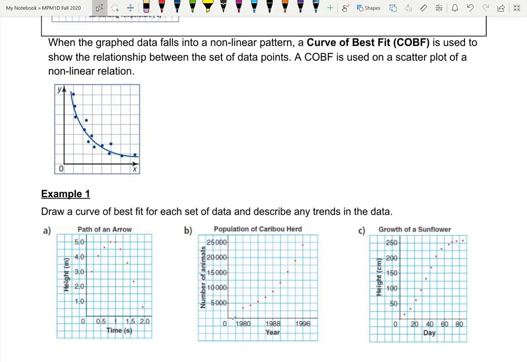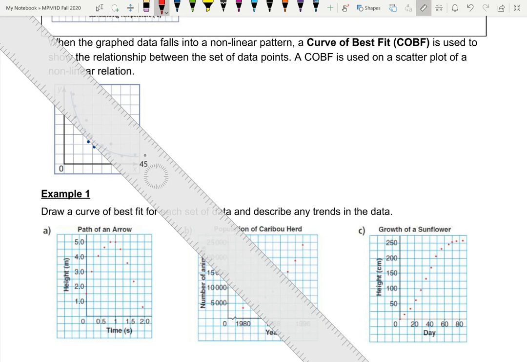So when the graph data falls into a nonlinear pattern, a curve of best fit is used to show the relationship between the set of data points. A COBF, curve of best fit, is used on a scatter plot of a nonlinear relation. So in this example, the points on the scatter plot do not reflect a straight line. So drawing a line of best fit would not appropriately represent the data points.